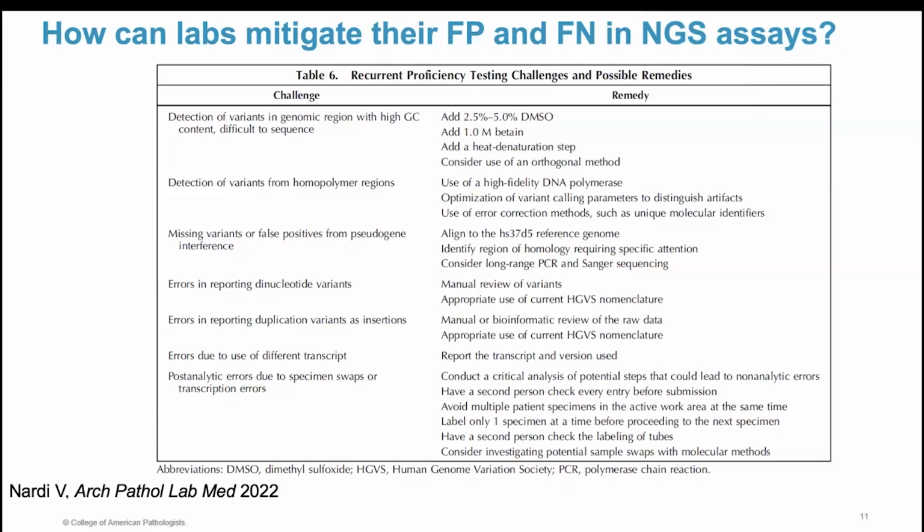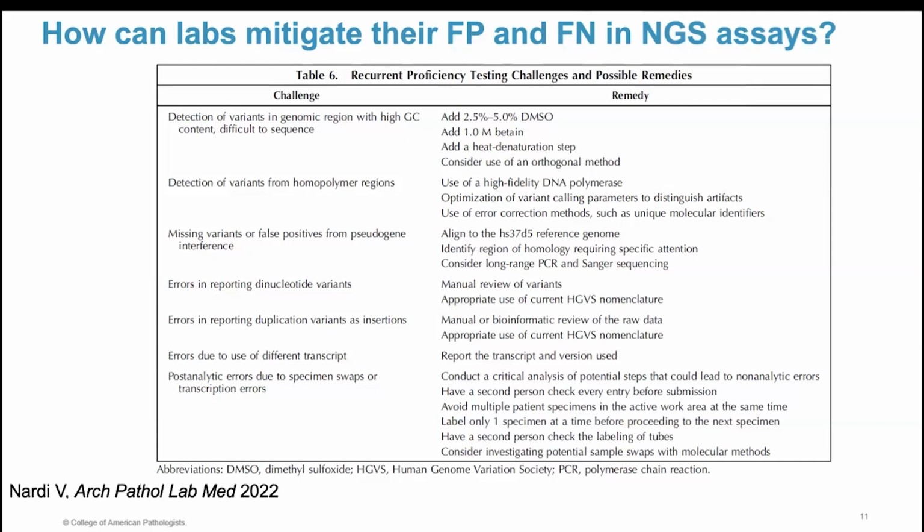So again, manual or bioinformatic review of the data could raise a flag for an error from the pipeline incorrectly annotating the variant, and then the appropriate use of the HGVS nomenclature will mitigate the potential error. Also, laboratories should pay attention to the transcript used, which may differ from the one suggested in the proficiency testing reporting form. And then finally, in terms of pre or post-analytic errors, laboratories should conduct a critical analysis of all the potential steps that have led to that error.